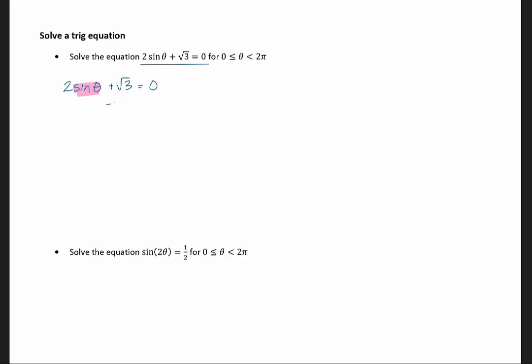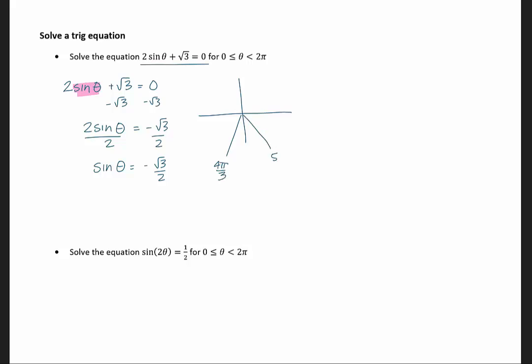So to do that, I have to subtract root 3 from both sides. So I have 2 sine of theta equals negative root 3. And then I can divide by 2, and I'm left with sine of theta is negative root 3 over 2. So we can think about where that occurs. So sine is negative in quadrants 3 and 4. So for sine to be negative, I'd have to be at 4 pi over 3, or I have to be at 5 pi over 3.